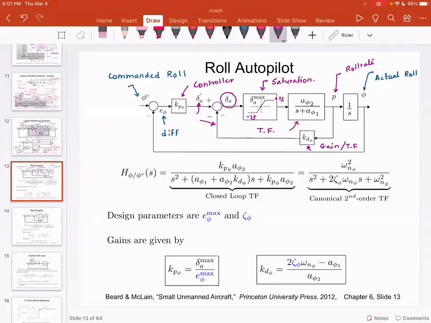Now, what I want to state here is, when you perform the block diagram algebra, this block diagram can be expressed as something like this. You are going to have an input and you are going to have an output. So this block diagram can be represented using the block diagram reduction technique.